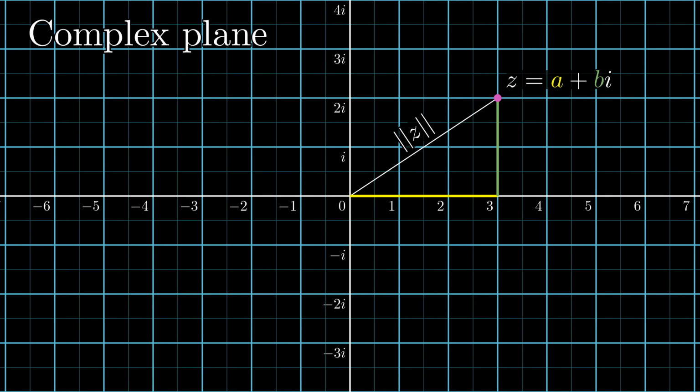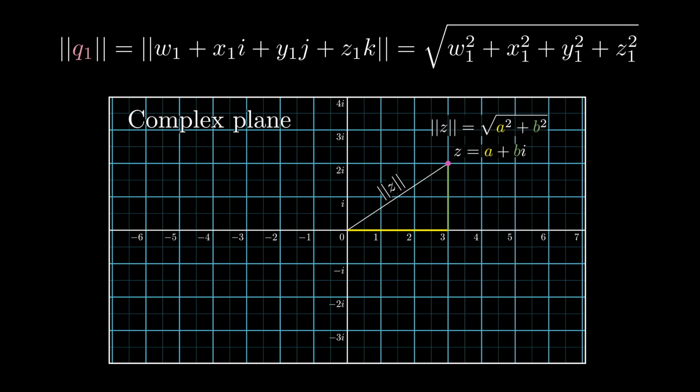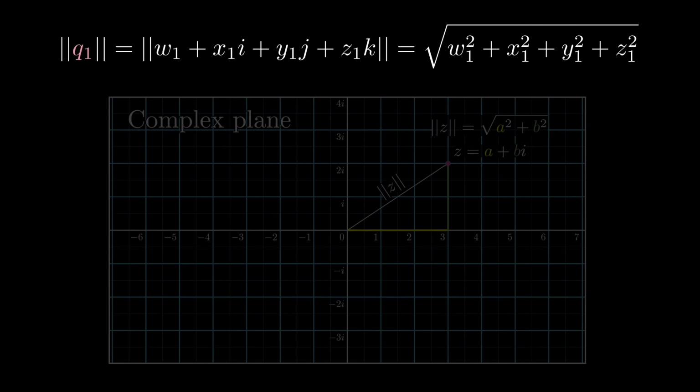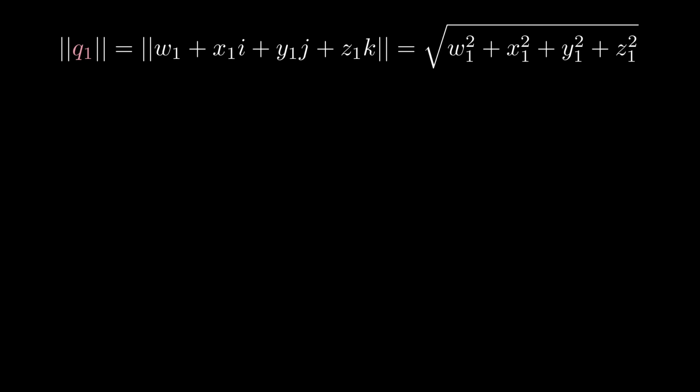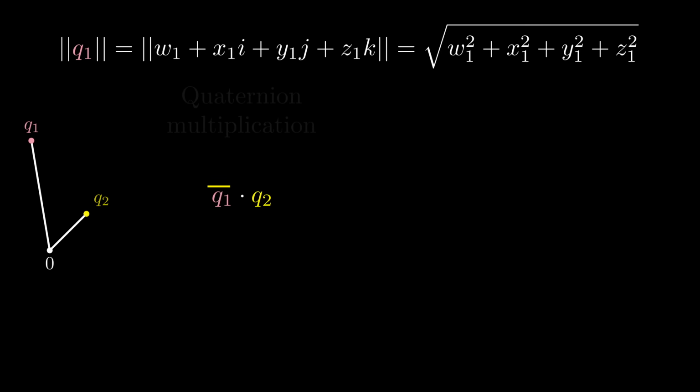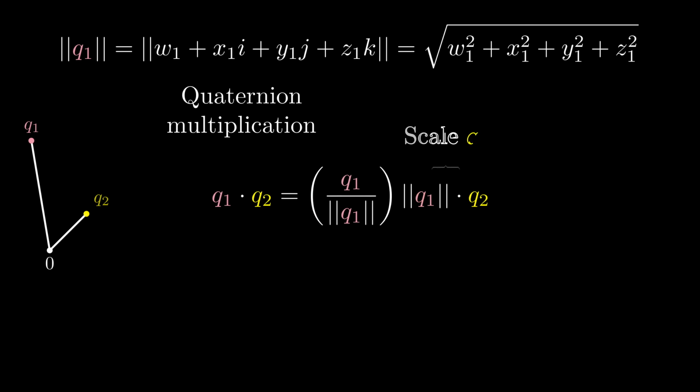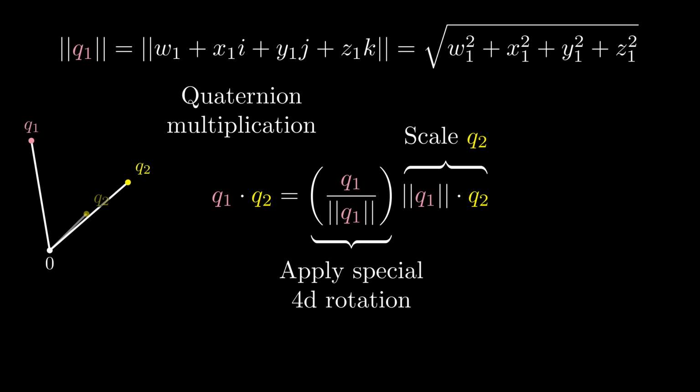And just as the magnitude of a complex number, its distance from 0, is the square root of the sum of the squares of its components, that same operation gives you the magnitude of a quaternion. And multiplying one quaternion, Q1, by another, Q2, has the effect of scaling Q2 by the magnitude of Q1, followed by a very special type of rotation in 4 dimensions.